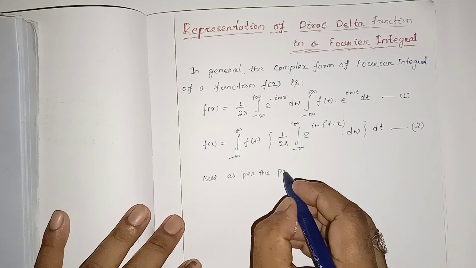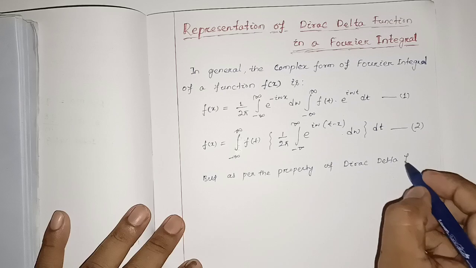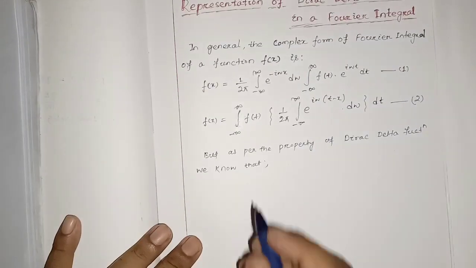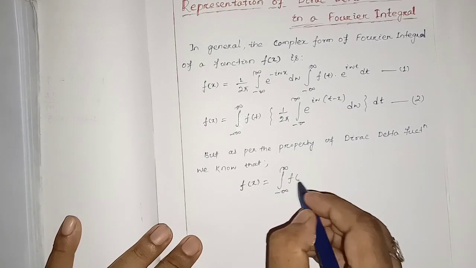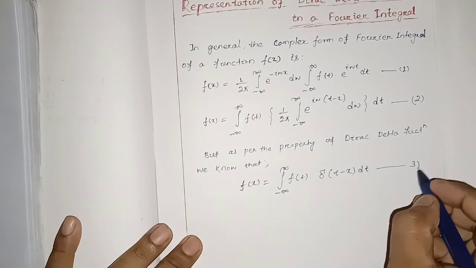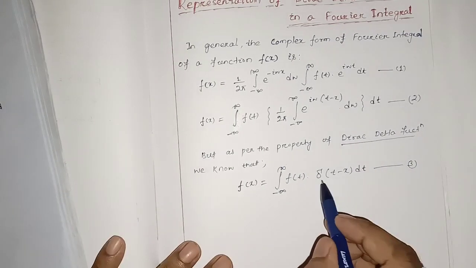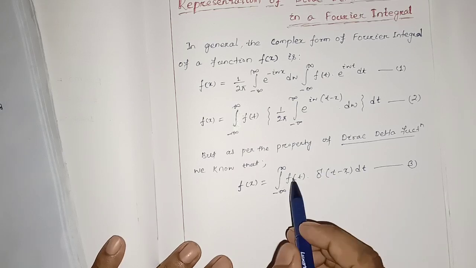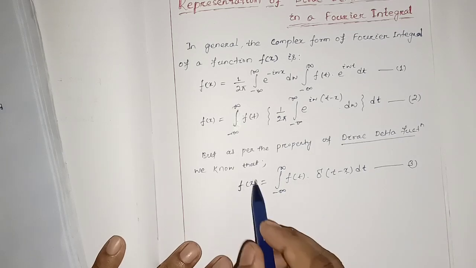as per the property of the Dirac delta function, we know that f(x) will be equal to the integral from minus infinity to plus infinity of f(t) into delta(t minus x) dt. This is your equation number 3. So this is one of the properties of the Dirac delta function, that delta(t minus x), if it is operated over another function f(t) and integrated with respect to dt, then this value will be directly f(x).